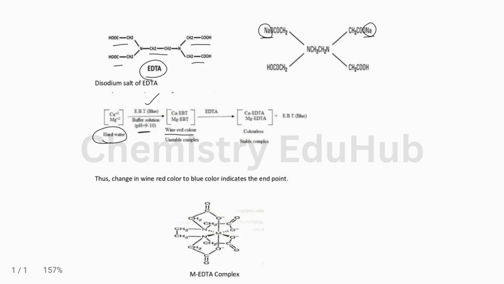By treating with Eriochrome Black T, it forms wine red in color. Then when it is further titrated with EDTA, it forms a colorless stable complex, and the indicator comes out in the blue color, so that this indicator can be further used in any other reaction. So this is the simple format of the determination of hardness of water.